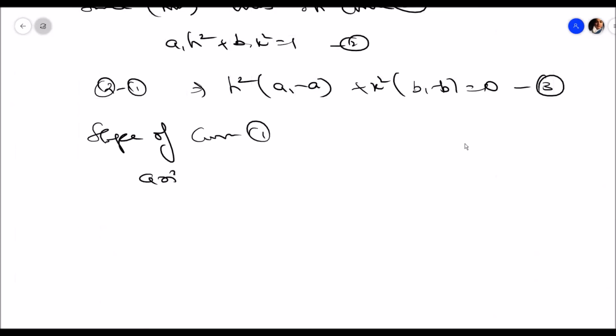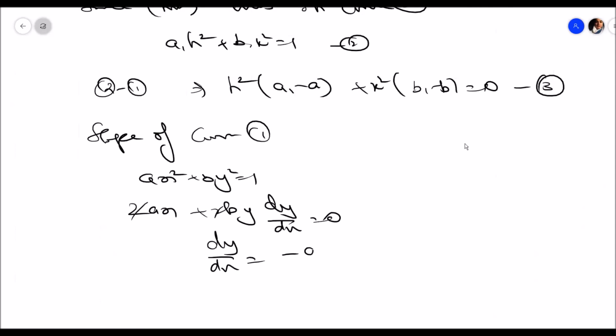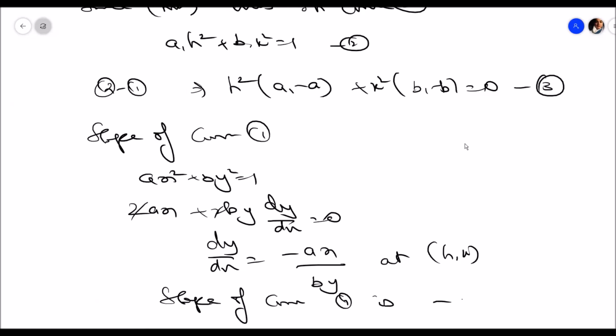Okay, that is a x square plus b y square is equal to 1. So for that I need to differentiate on both sides. 2ax plus 2by dy by dx equal to 0. 2 gets cancelled. dy by dx is minus ax by by at h comma k. Slope of curve 1 is minus ah by bk.